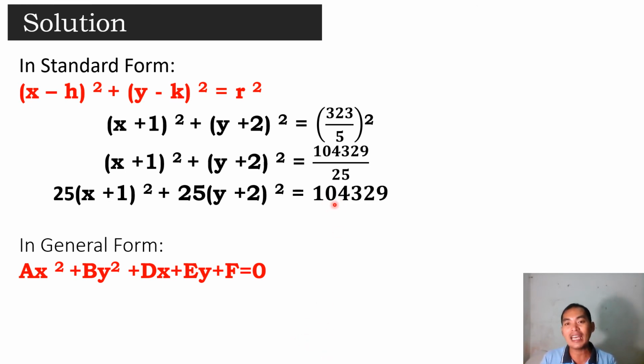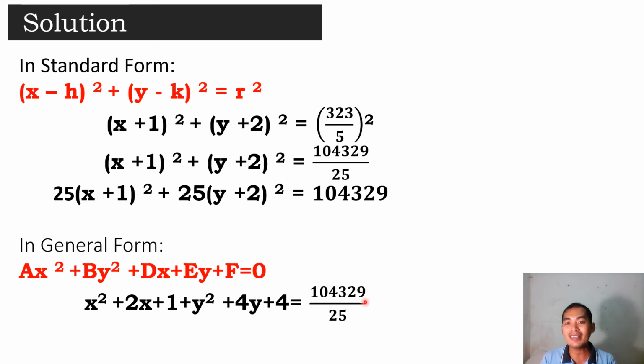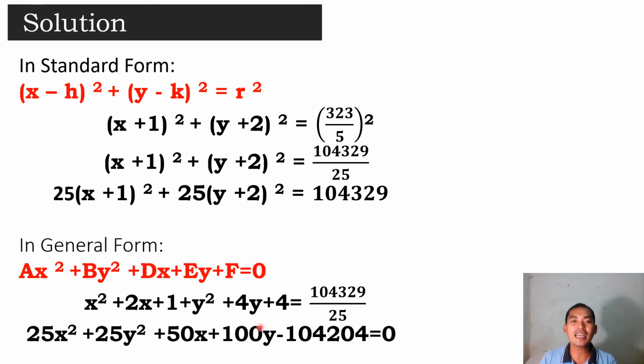I-minus mo 'tong 104,329 over 25. Then, to write the general form of the circle, dapat walang denominator. What will you do to the 25 as denominator of 104,329 is you multiply all the terms by 25. So we have 25x squared plus 25y squared. 2 times 25 is 50x. 4 times 25 is 100y.